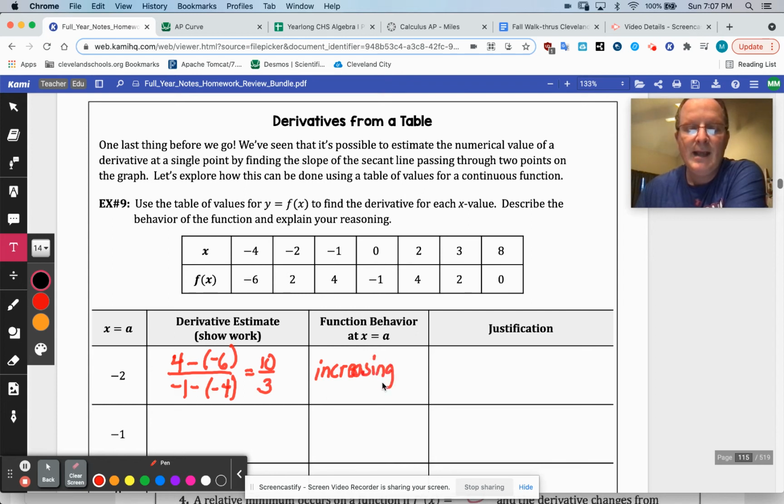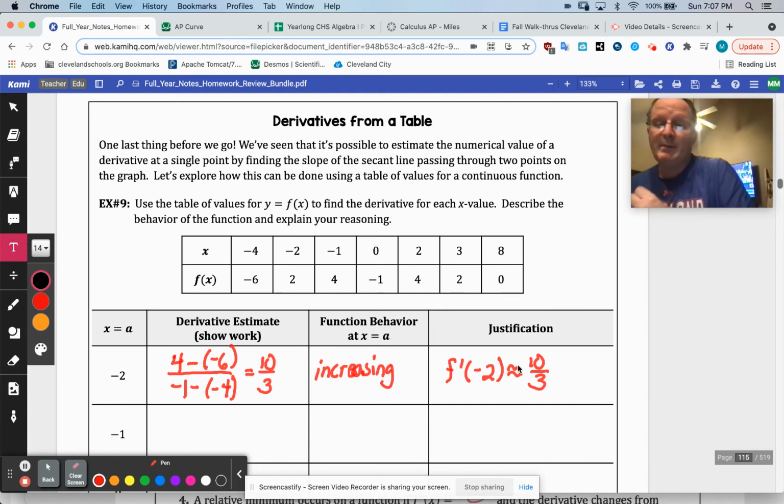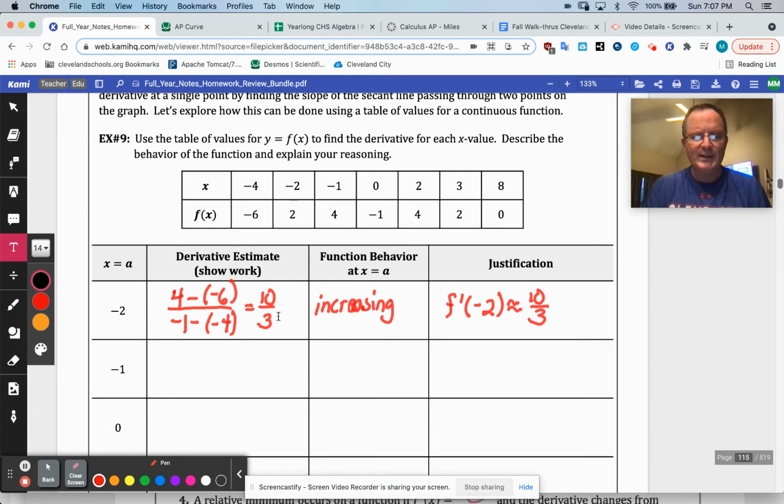So increasing. And my justification, based on my work, and this is the calculus talk, is y prime of -2, we are approximating to be 10/3. Or you could say that y prime of -2 is positive. That'd be another thing you could say. So we might write that on the next one, something like that. Okay, all right, cool. All right, so let's move to -1.